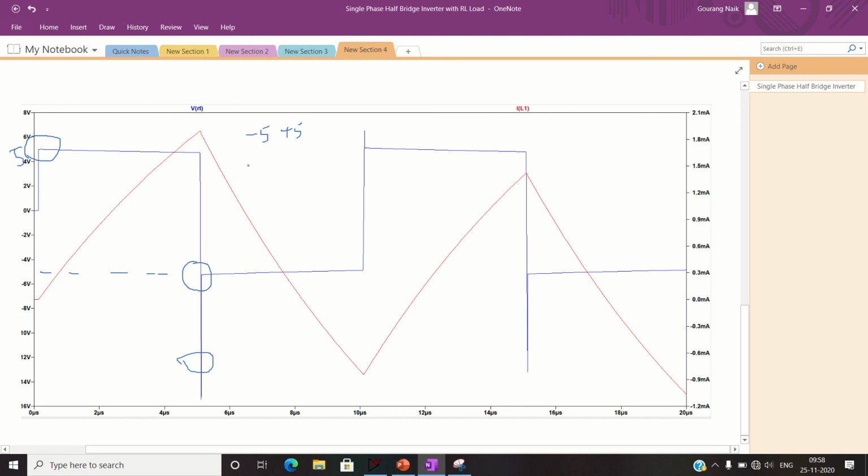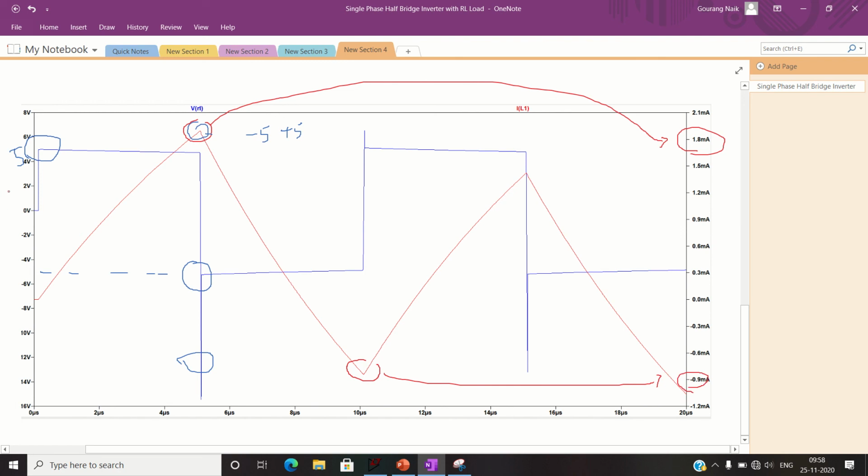Same thing if you see the current. This value is for current. We'll draw with red. This is current. If you go this side, it is around 1.8 milliampere positive. And if you go and check this peak, it is around -0.9 milliampere. So that is a negative current.